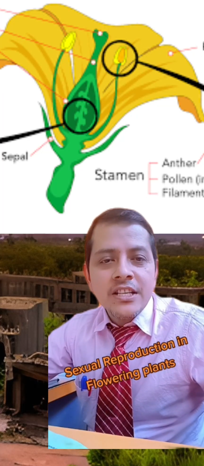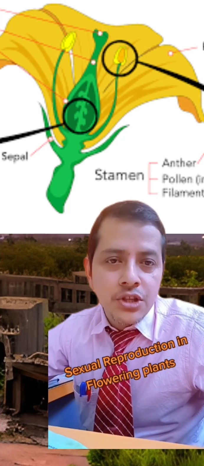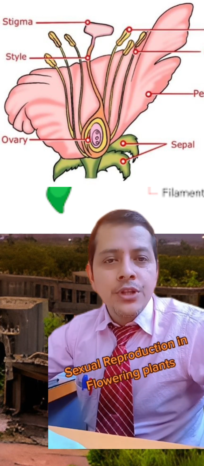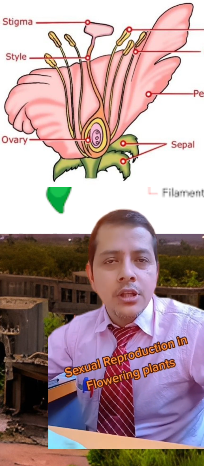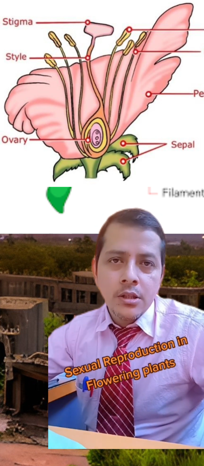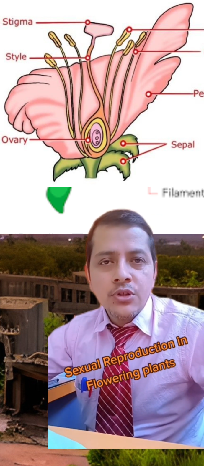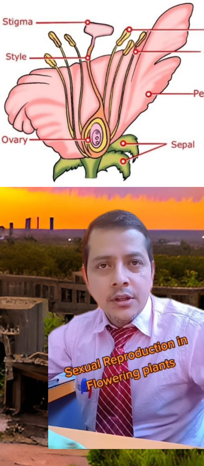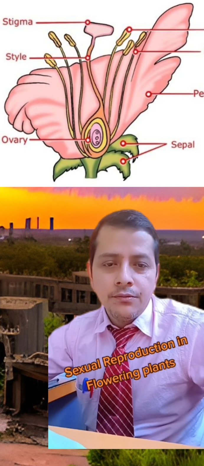Let's see the important points in the chapter Sexual Reproduction in Flowering Plants. The sexual reproducing part, that is the flower, contains both male as well as female parts. When we say female, we have stigma, style and ovary. When we say male, we have filament and anther. So now let's learn about the structure of the female reproductive parts in a flower.